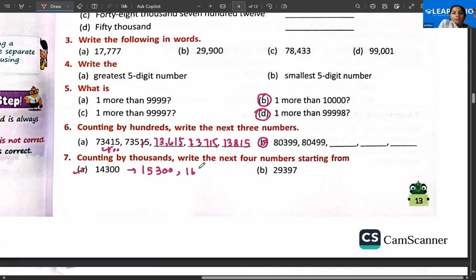16,300. Very good. Next, we have to write four. So what next, also tell me. 17,300. Very good. Next, 18,300. Right. Write this down.